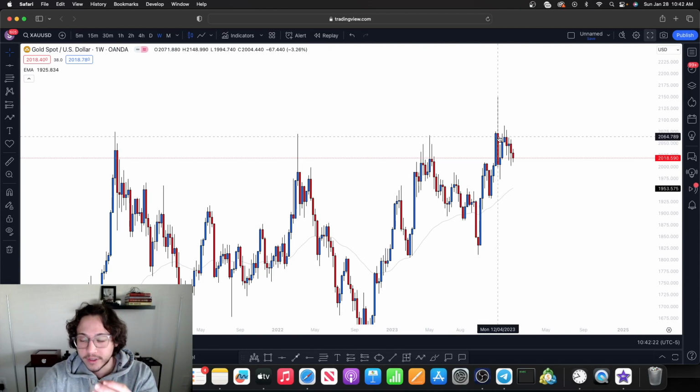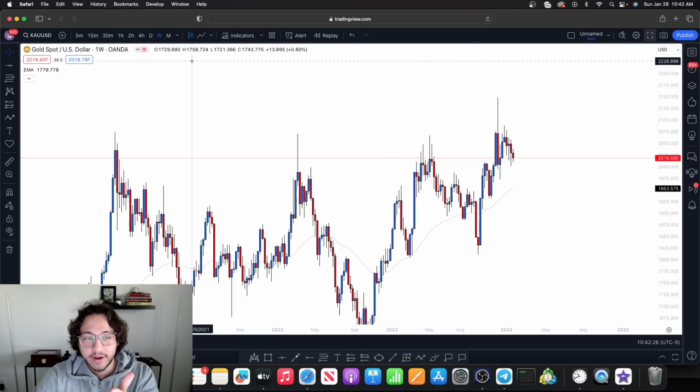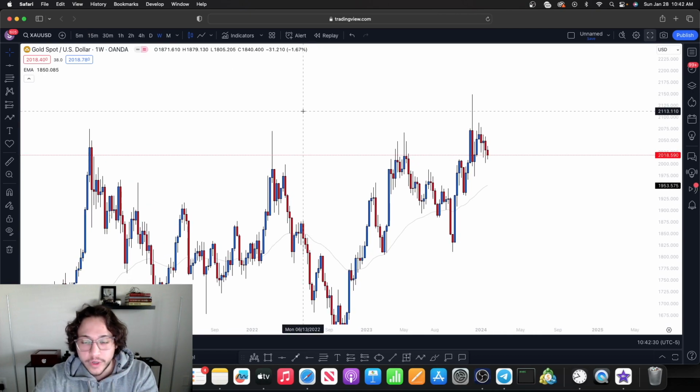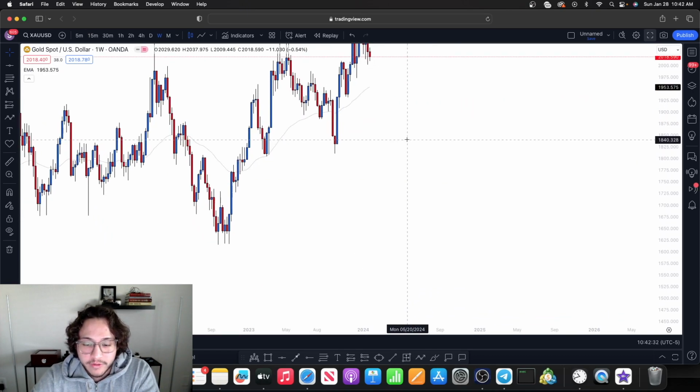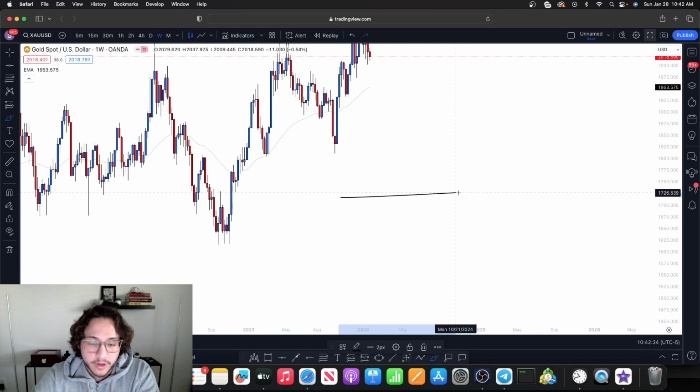Whenever you draw it off the weekly time frame, it's only going to be valid just for the weekly time frame. It's not going to be valid for the daily time frame, for the 4-hour, or all the way down to the 5-minute time frame. Just going to be valid for the weekly time frame. Now, just to give you guys a reminder, remember, resistance is always going to be on top and the support is always going to be at the bottom.